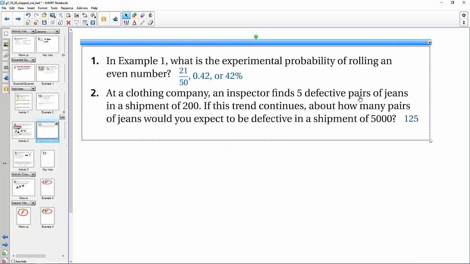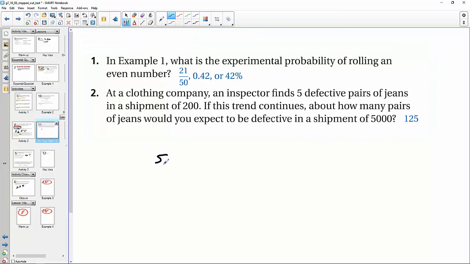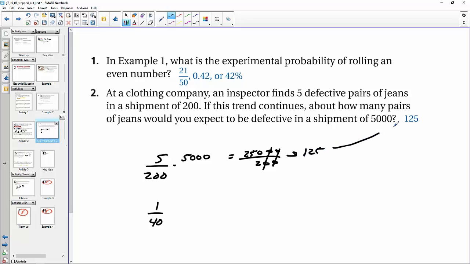Clothing store, there's 5 defective pairs of jeans out of 200. So all that I'm doing, just to set this up so you know, is I'm just going to go 5 over 200. I could, of course, reduce this down if I'd like, and I'll do that underneath here. I'll say 1 out of 40, and I'll say times 5,000. So in this case, I'll have 25,000 over 200. These go away. And I have 250 divided by 2, which equals 125, which is the answer I have.